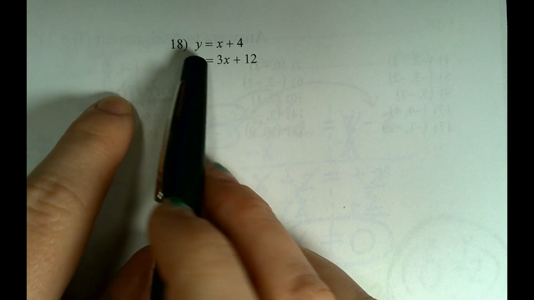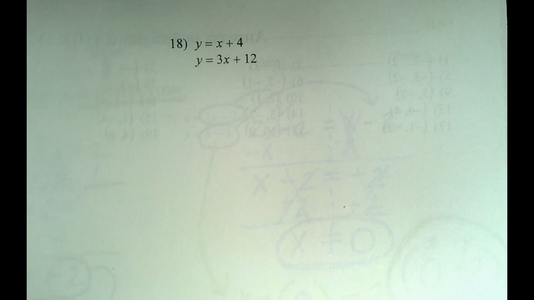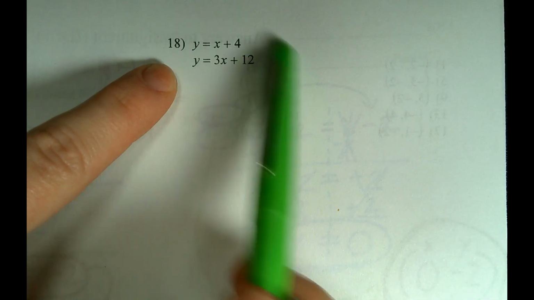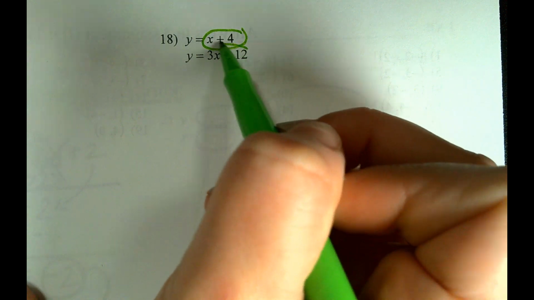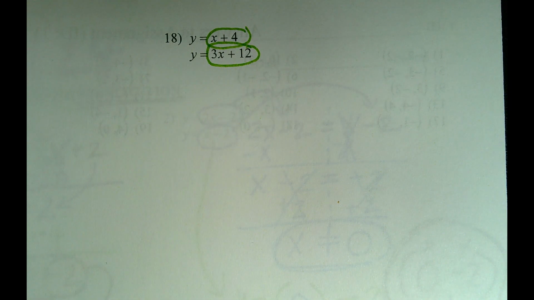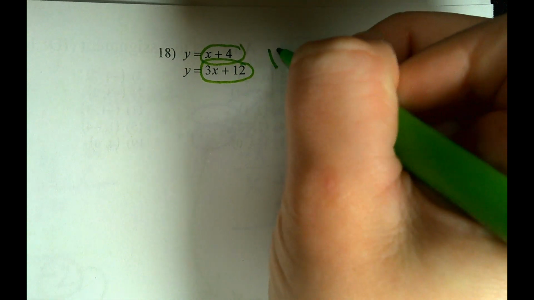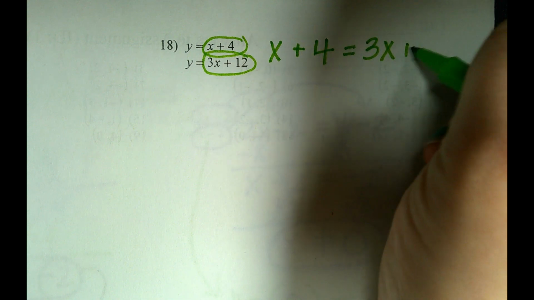All right. So for number 18, we have y equals x plus 4 and y equals 3x plus 12. Whenever we're using substitution to solve, that first step is always going to be to take the right side of both equations, and we're going to set those equal to each other. We're just putting an equal sign in between them. So let's go ahead and write x plus 4 equals 3x plus 12.